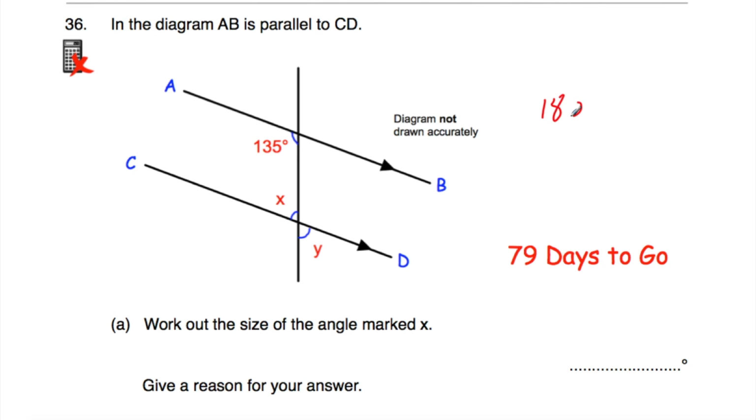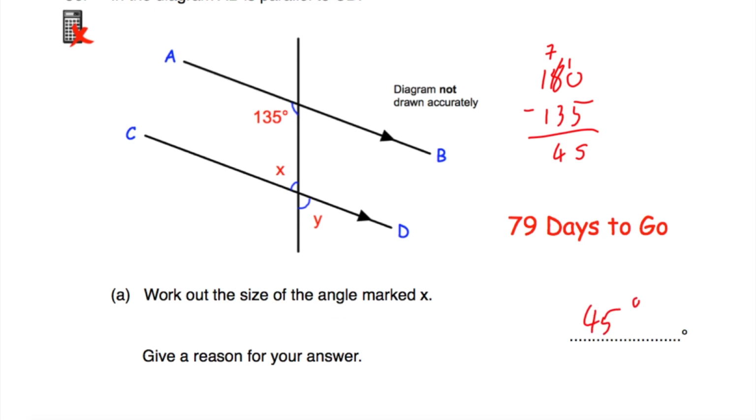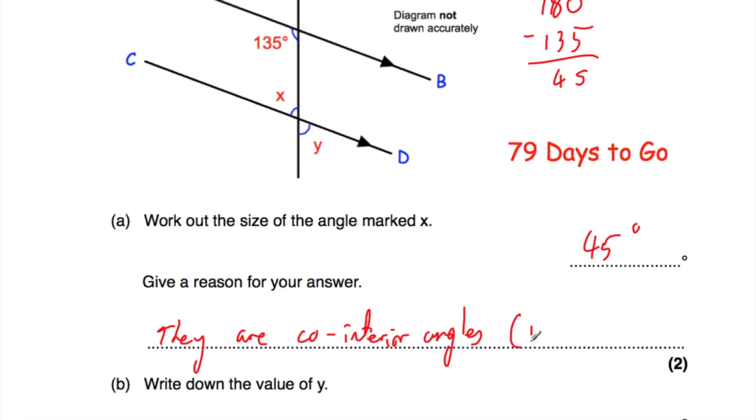So let's do 180 subtract 135 and see what we get. So 0 take away 5, well, let's borrow, that's now 7 and 10. 10 take away 5 is 5, 7 take away 3 is 4, and 1 take away 1 is 0. So the answer would be 45 degrees. And the reason for that is, well, the co-interior angles, so the 135 degrees and X.